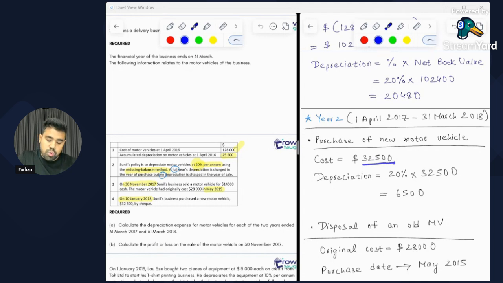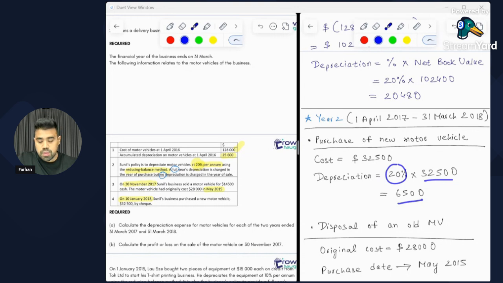So although we purchased this motor vehicle sometime during the financial year, in January 2018, we still apply a full percentage. So what we're doing here is multiplying the given percentage of 20 with $32,500, which is the original cost for this new motor vehicle. That gives us a depreciation of $6,500 for the new motor vehicle.